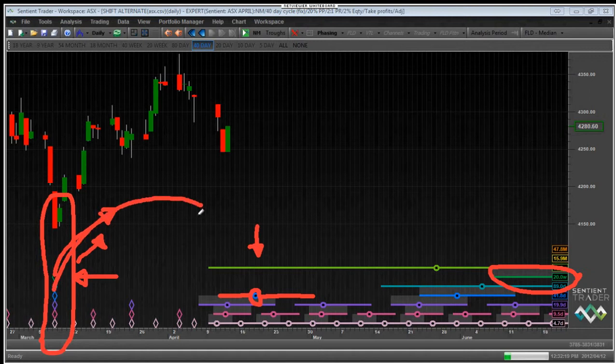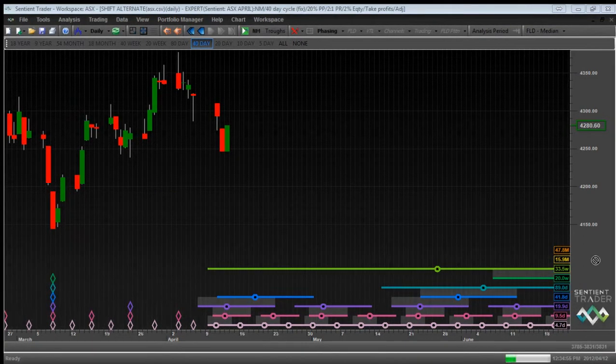So if I was to draw the 40-day cycle, very roughly, it experienced a trough here in early March. It's expected to go up and then come down to a trough here. Then of course it's expected to bounce again.